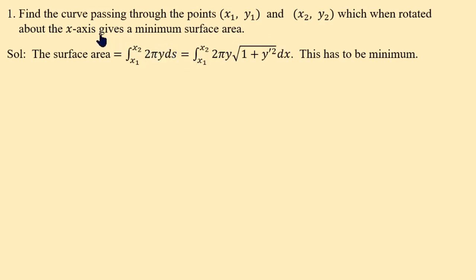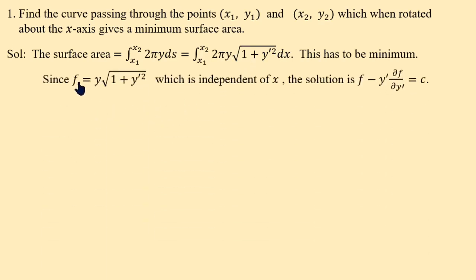The question here is, find the curve such that this surface area is minimum. To make this minimum, ignoring the constant, f is y into root of 1 plus y dash square, and we apply Euler's equation for that f and solve it. So you will get the required curve. Now this f, y into root of 1 plus y dash square, is independent of x. There is no x here. Therefore, the Euler equation becomes f minus y dash into dou f by dou y dash is constant.